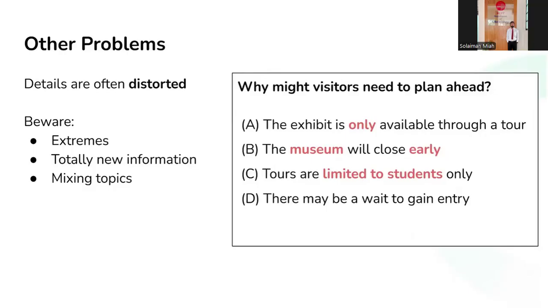And finally, answer choice B may be tempting because of the details on closing time, but it mixes up topics. The new exhibit will close at 6 p.m., but that doesn't mean the museum as a whole will close early. We don't know anything about what time the museum will close, just the specific exhibit.